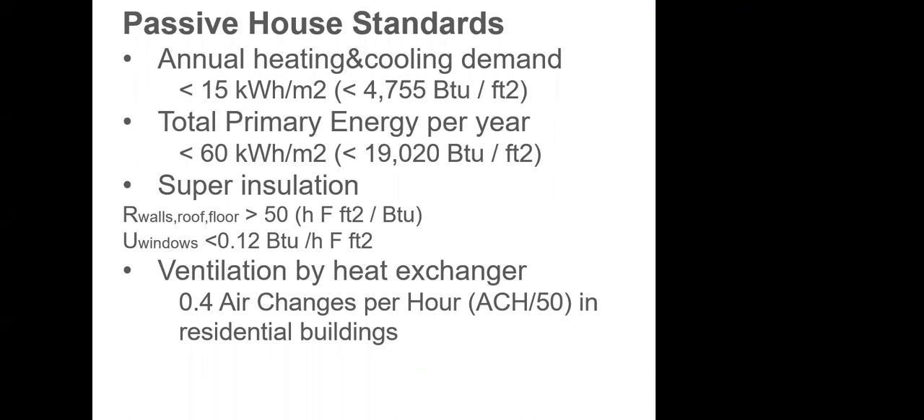We calculated the thermal resistance of walls and roofs and windows, and when we calculate that, we have to meet these passive house standards. What are the passive house standards? Well, in terms of insulation, we have super insulation. So the walls, roof, and floors should have an R value above 50. That means we need at least 10 to 15 inches of thermal insulation. So keep that in mind.